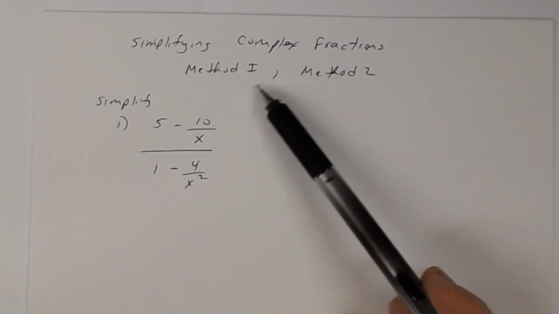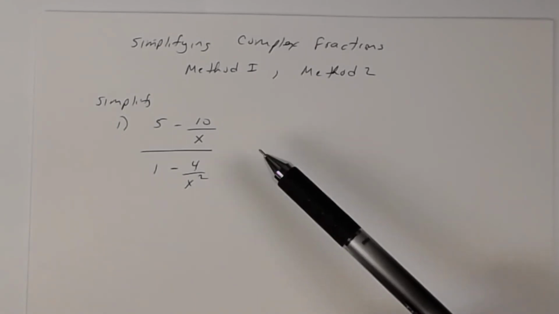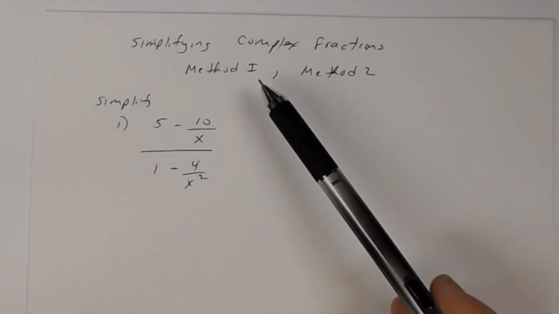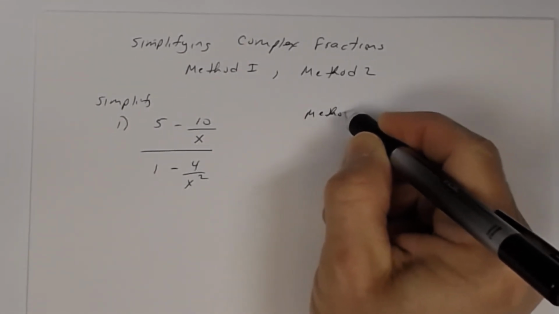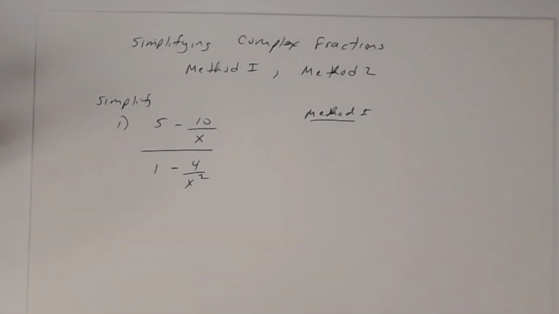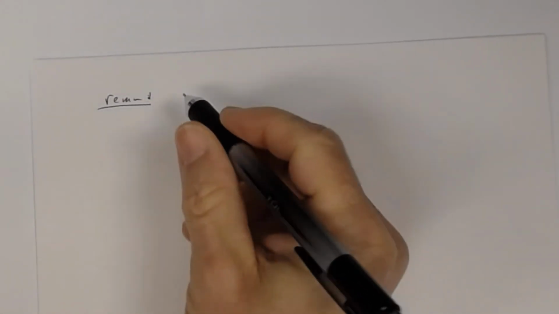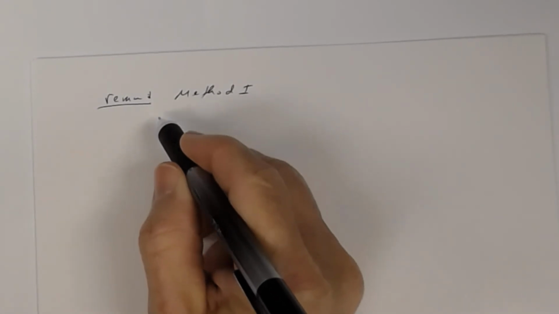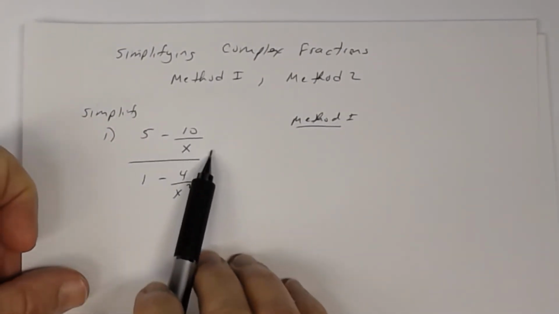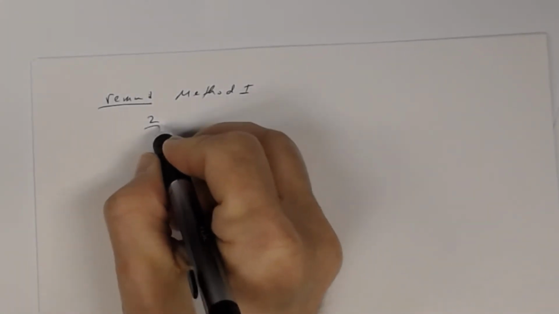It does not matter which method you use. In this case, using method 2 will be quicker, but let's just talk about method 1 first. So let's remind ourselves about this. Method 1 eventually is going to imply that at some point, you're going to rewrite this numerator and this denominator as one rational expression.